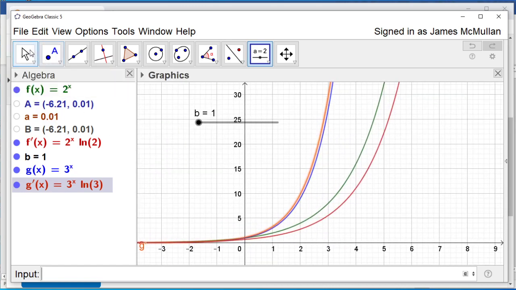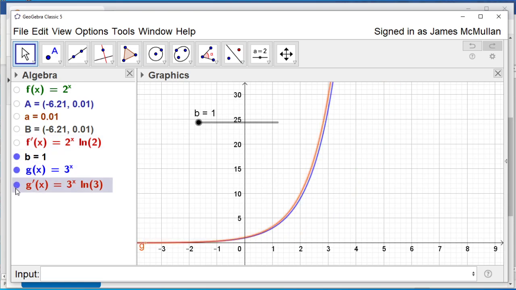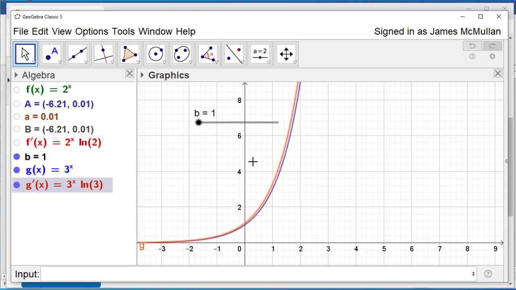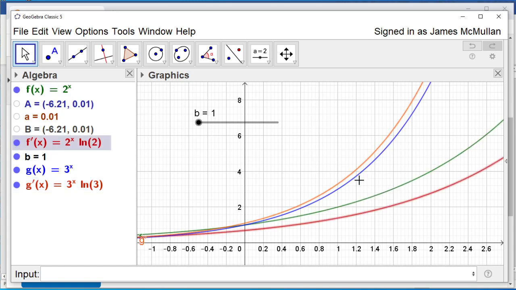In the original case, with 2 to the x and its derivative, so let's get rid of 3 for a second, do you notice that 2 to the x is above its own derivative, whereas 3 to the x is actually below its derivative, right? 3 to the x comes out below its derivative. That must mean that there is a function somewhere in between 2 and 3 where it's going to line up perfectly with its derivative.